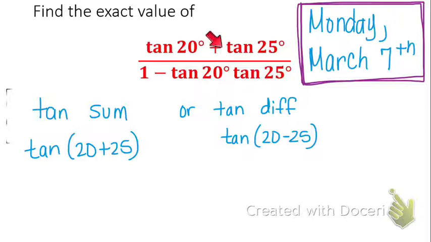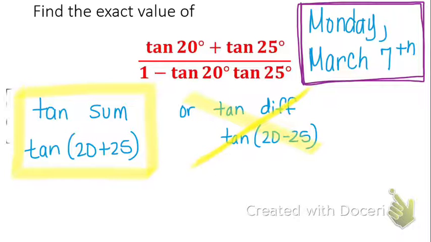Exactly. So when you look at your identity on your paper, notice that for the tangent sum identity, everyone see that on your purple sheet? It's on the back side, not on the main side, on the other side. So for tangent sum, under where it says sum and difference, tangent sum has tangent alpha plus tangent beta over 1 minus tangent alpha times tangent beta. Do you all see that on your paper? So that tells me that this is an example of tangent sum.